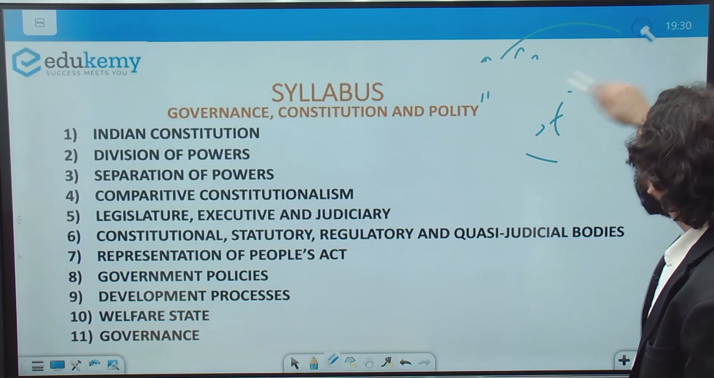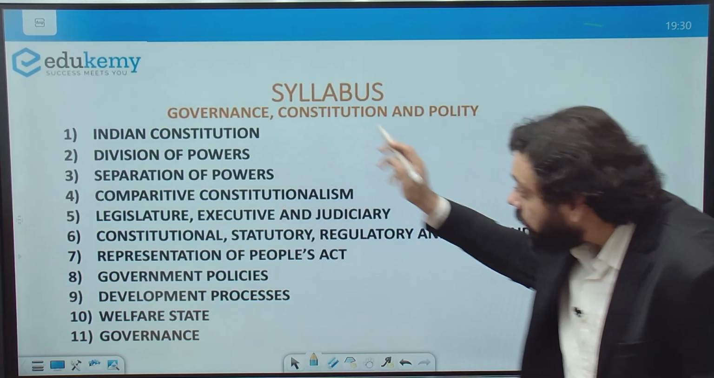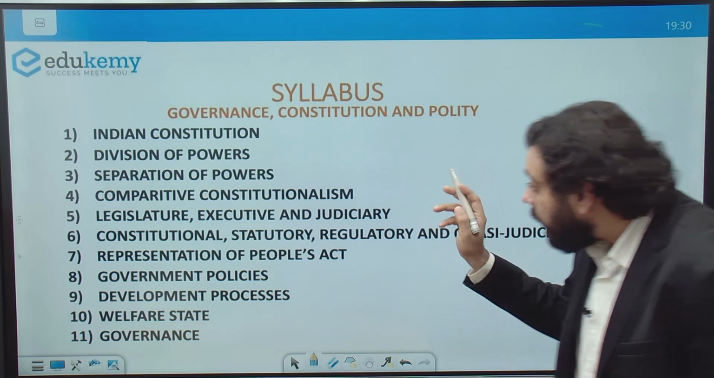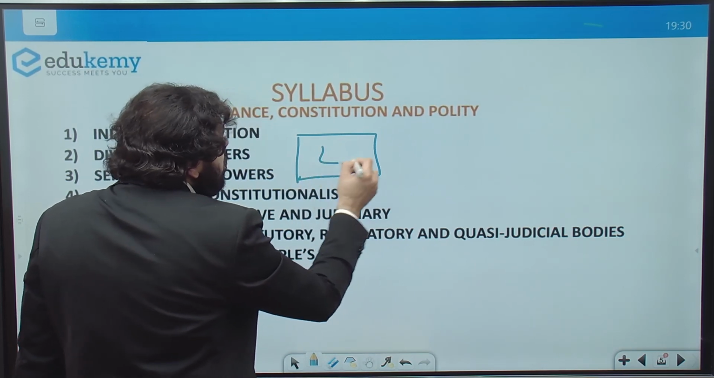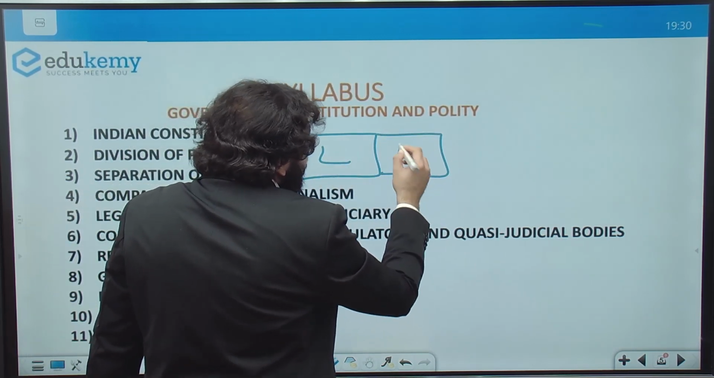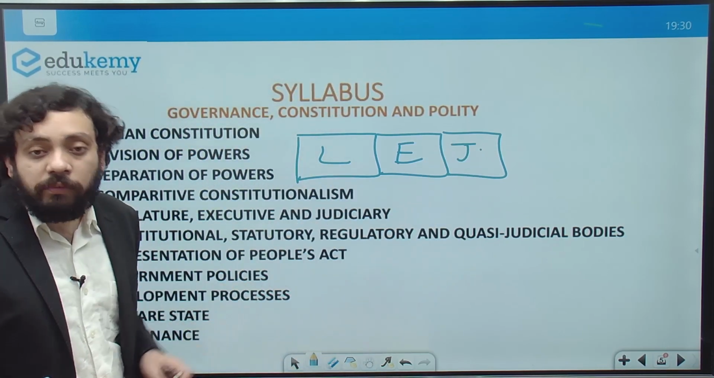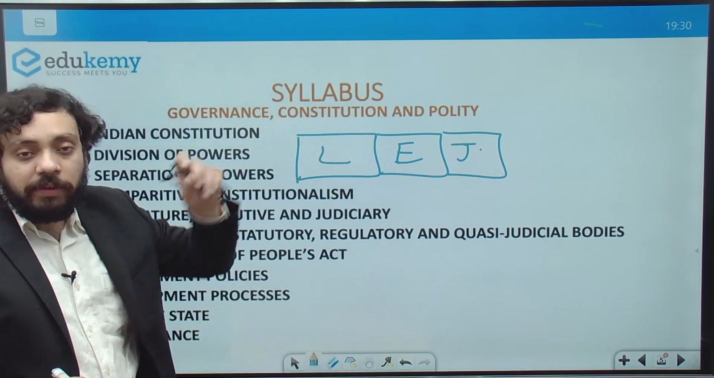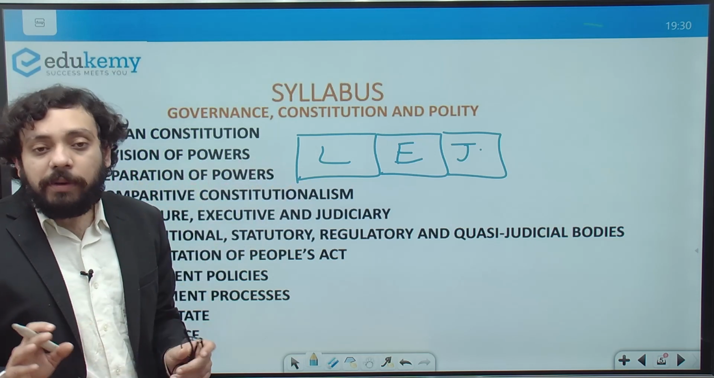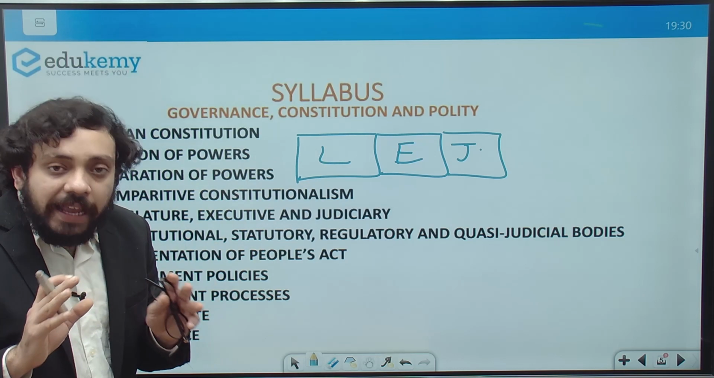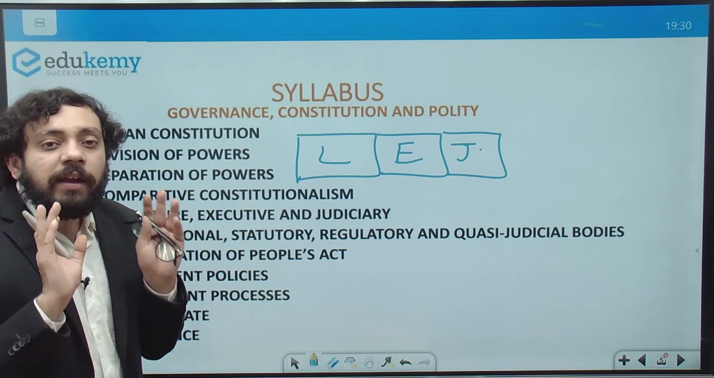The third part of the syllabus contains the separation of powers. Okay, the difference between division of powers and separation of powers is this: in division of powers there is a center-state relationship. In separation of powers, we have to understand the relationship between the 3 organs of a government: the legislative, executive, and judiciary. What we have to basically understand under the context of separation of powers is what are the areas in which they have to work together, and what are the areas in which they have individual authorities.